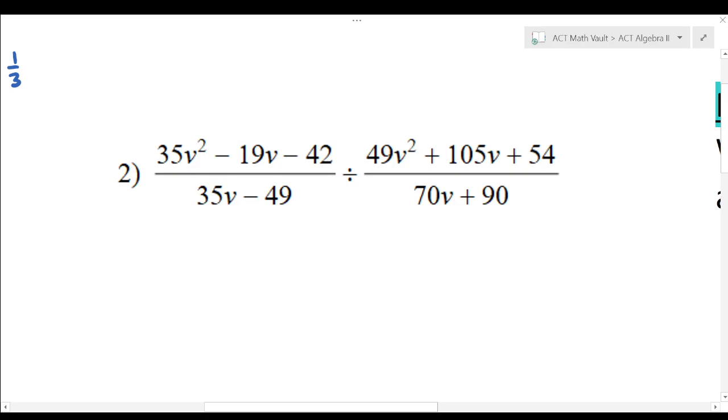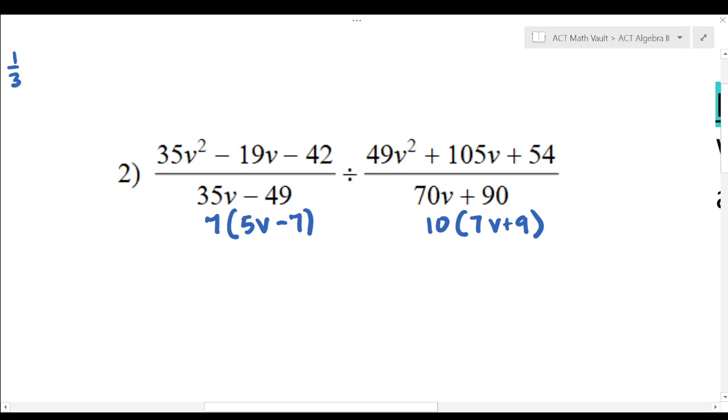These trinomials that I'm noticing in the numerators can be kind of tough when you see problems like this, because that number in the front of the x squared, or in this case b squared, is a pretty big number. So right away I'm thinking, well, why don't I just factor what's down here? I could take a 7 out and do 5v minus 7. And then I could take a 10 out of this and get 7v plus 9.